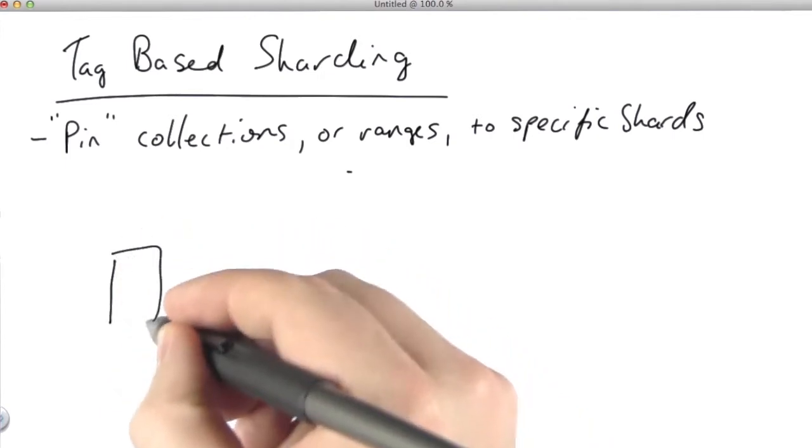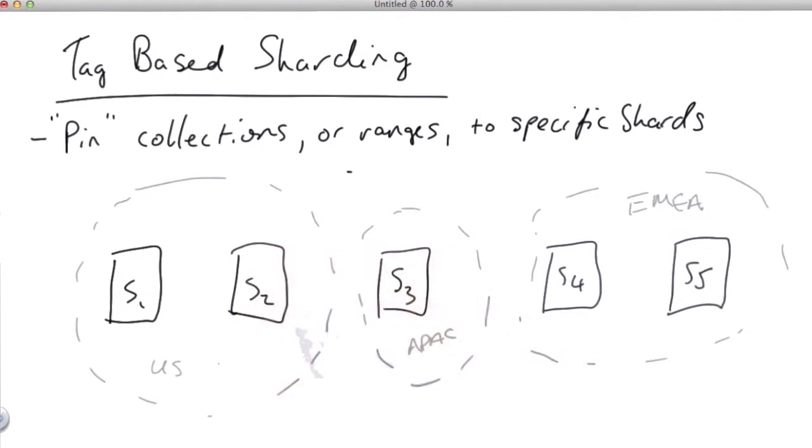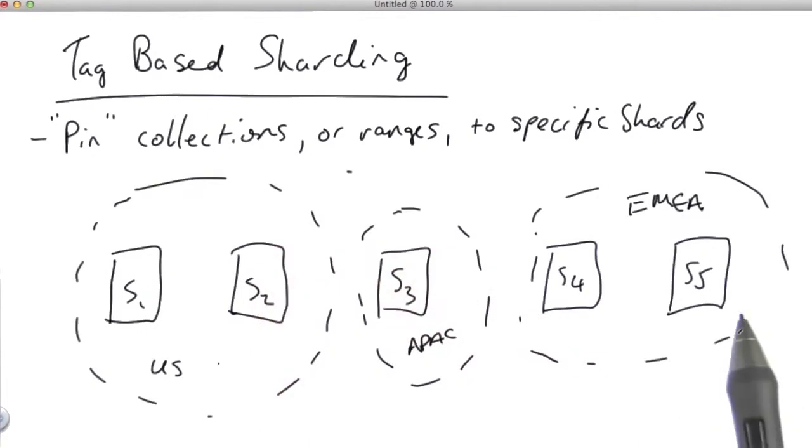Well, let's just do a really quick example here. So we've got 5 shards. We've got 2 of them in EMEA, 2 of them in the US, and 1 in APAC. And we've got a list of users that have a region component, right? So we tag these appropriately, and when we shard, we make sure that that region component, or subset of the region component, is part of the shard key.